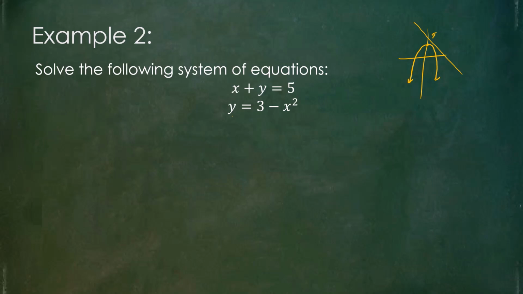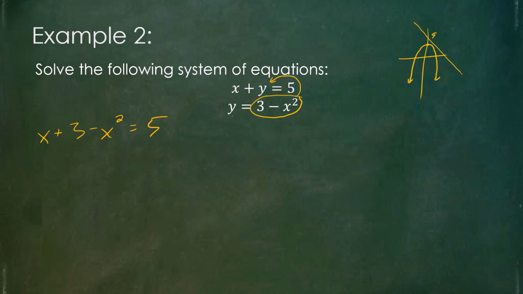So again, just sketching a graph sometimes can at least get you pointed in the right direction of what to expect. Now here I already have a y by itself in the second equation, so I'm going to take advantage of that and substitute it into the first one. That gives me now my new expression of x plus 3 take away x squared equaling 5.